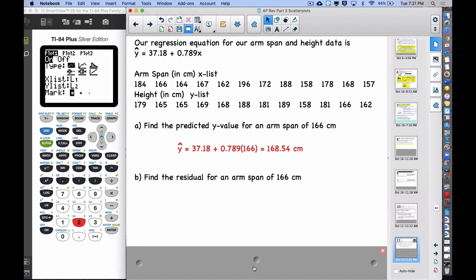Let's say they asked you to find a residual for an arm span of 166. Well, if you hadn't done that first part yet, we'd still have to do that first. So you'd have to plug in 166, get your y hat value. But now to get the actual residual, we need to go to our data. When my x was 166, my actual y value was 165. So to get the residual, I need to do the actual y, 165, minus my y hat value, 168.54. My residual for this data would be negative 3.54.